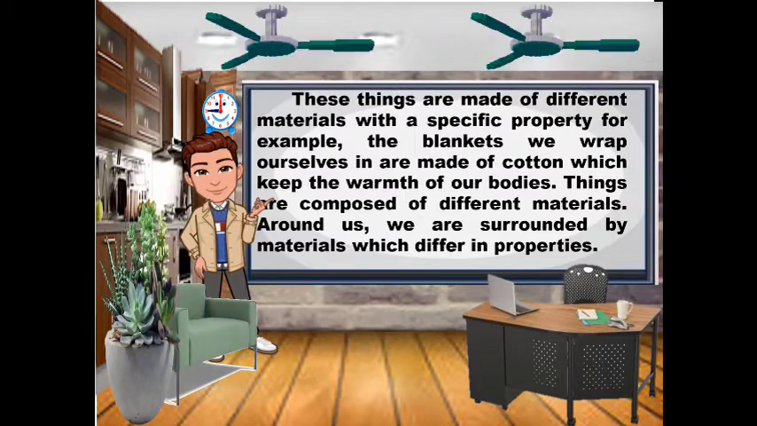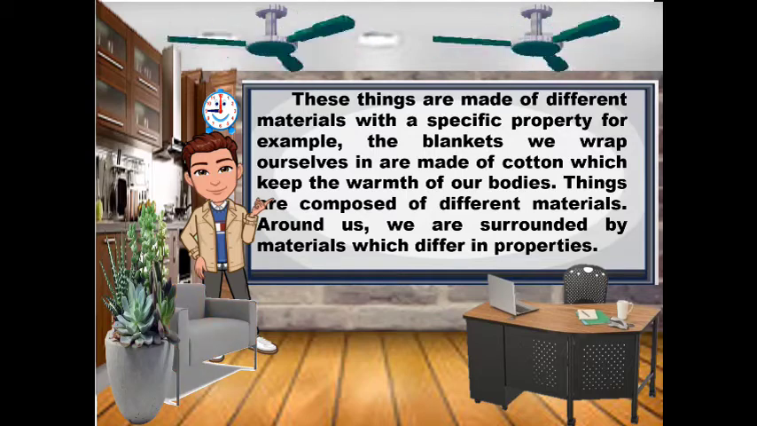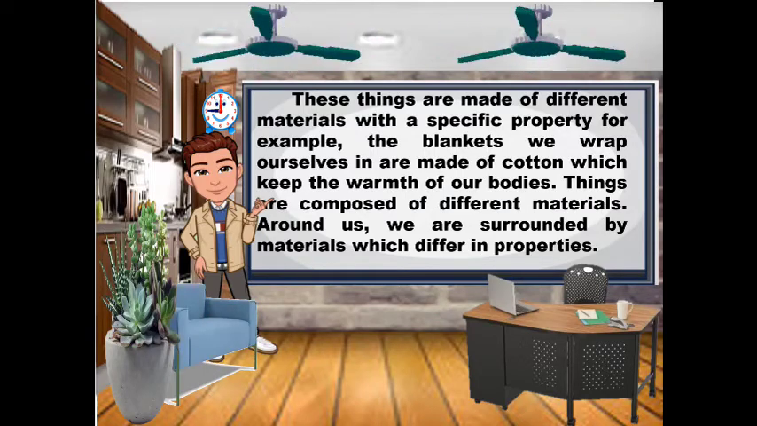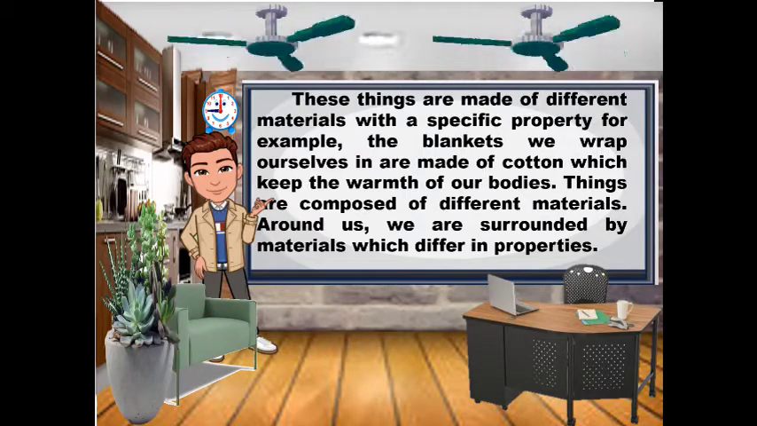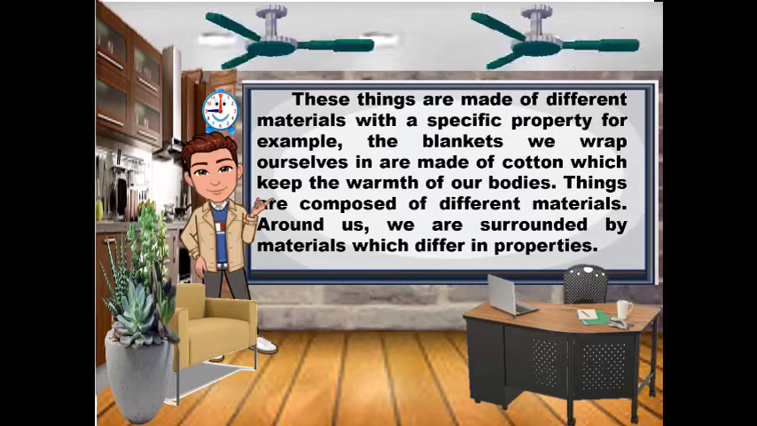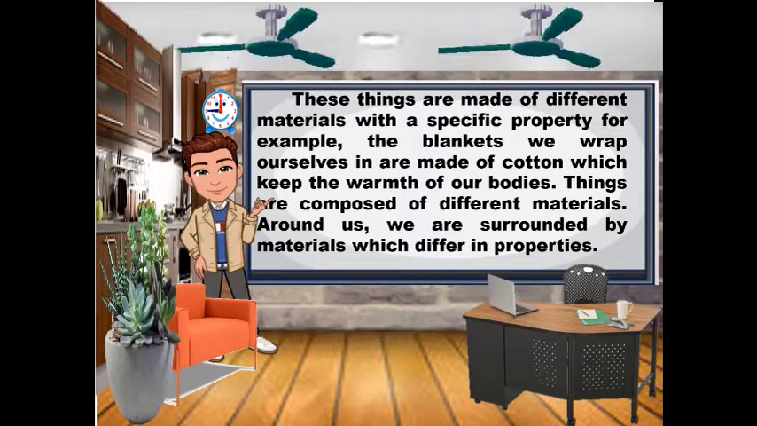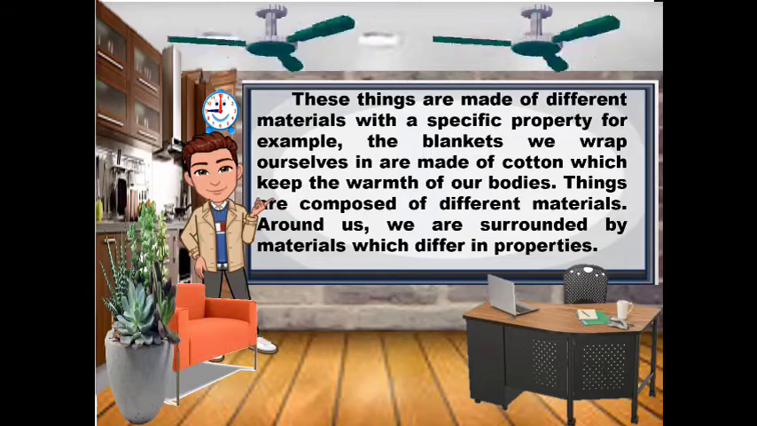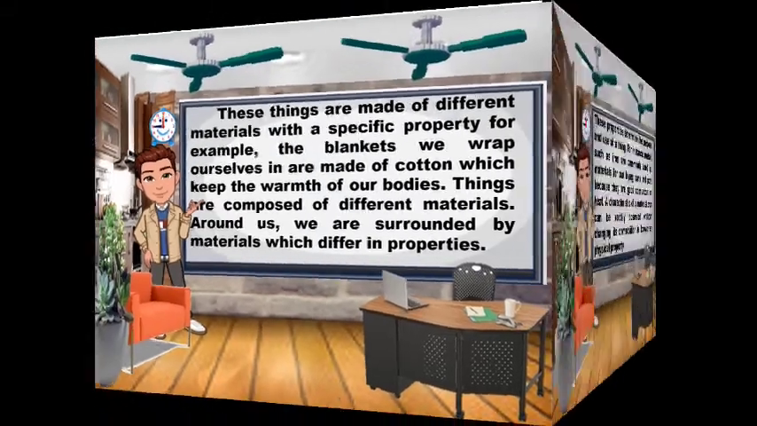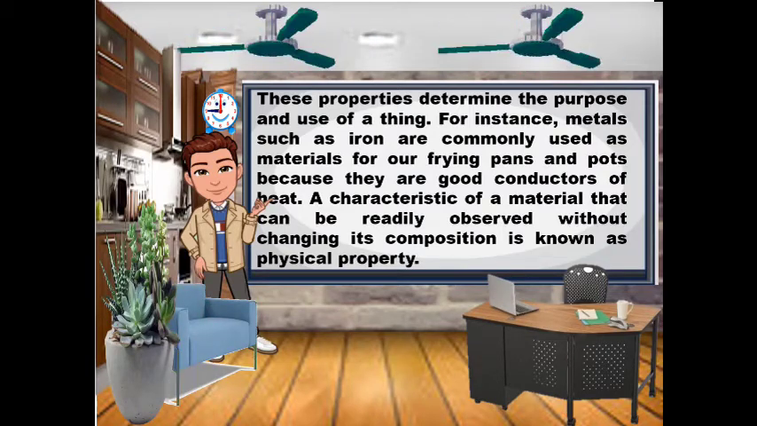These things are made of different materials with a specific property. For example, the blankets we wrap ourselves in are made of cotton, which keeps the warmth of our bodies. Things are composed of different materials. Around us, we are surrounded by materials which differ in properties. So, may mga materials na magkakaiba ang properties. These properties determine the purpose and use of a thing.